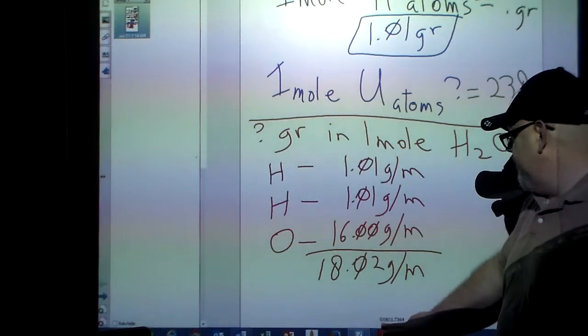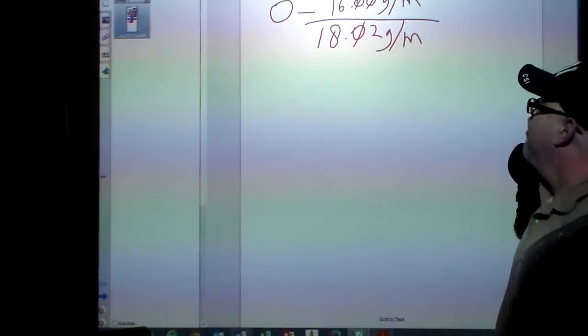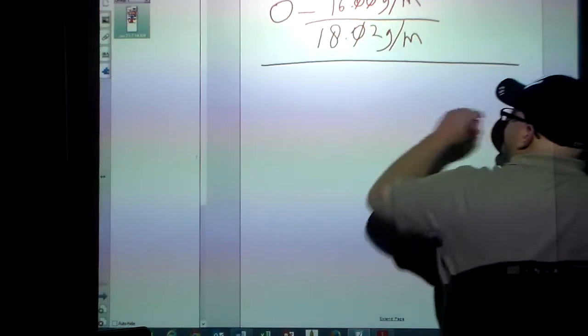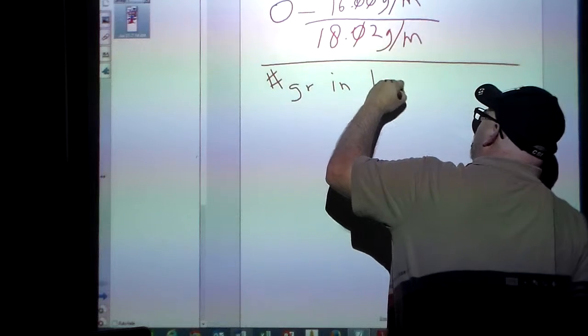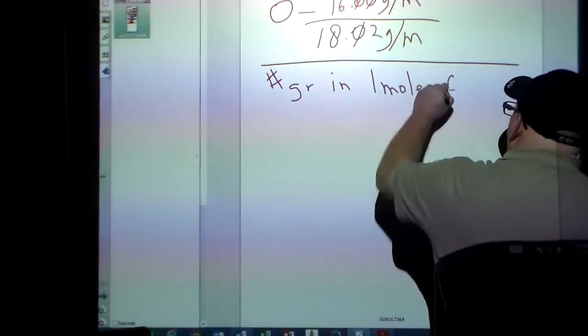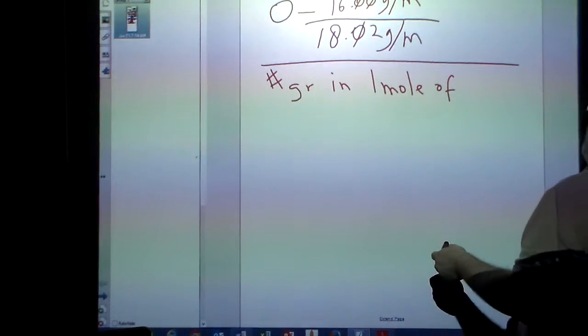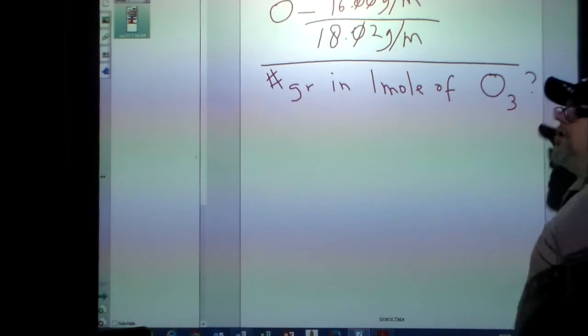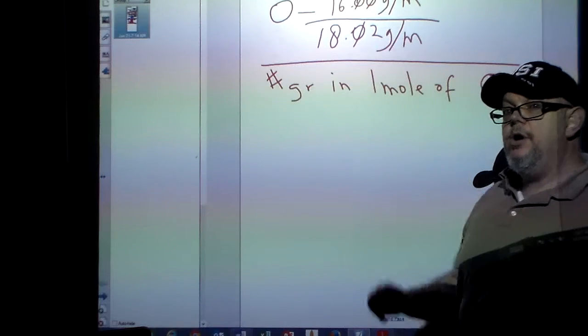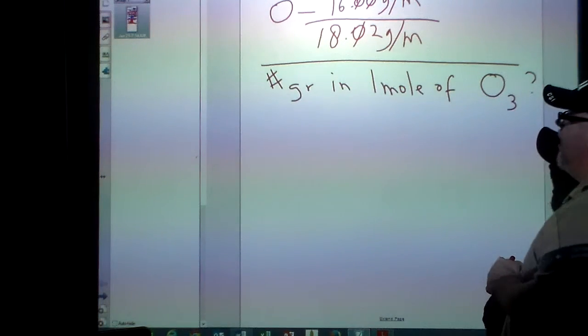It's not too bad, is it? All right, let's do another one. Okay. Number of grams in 1 mole of, how about O3? This is ozone. This is what we find in the atmosphere. Helps block out the ultraviolet radiation.